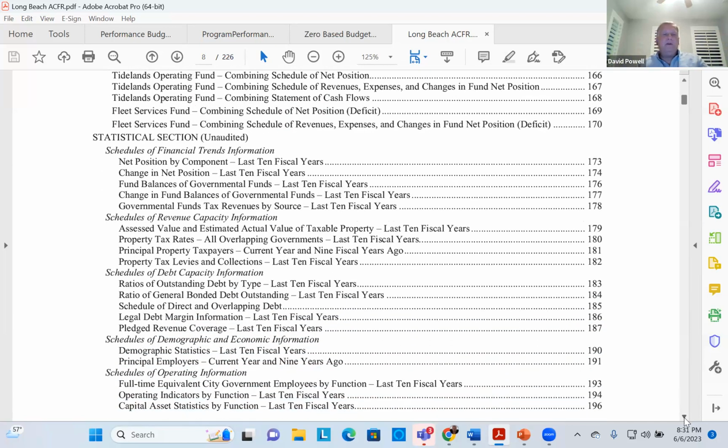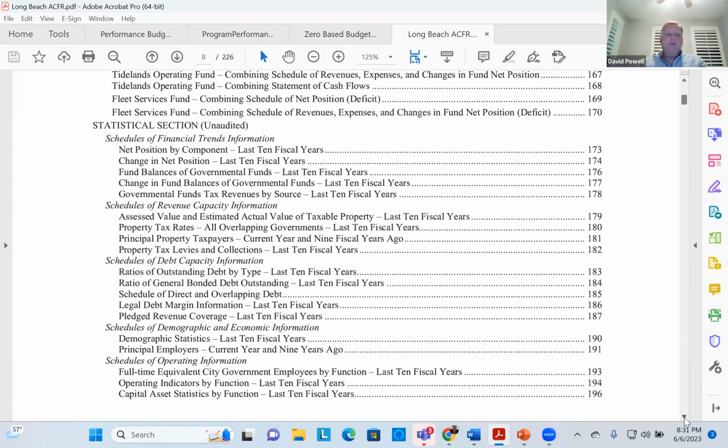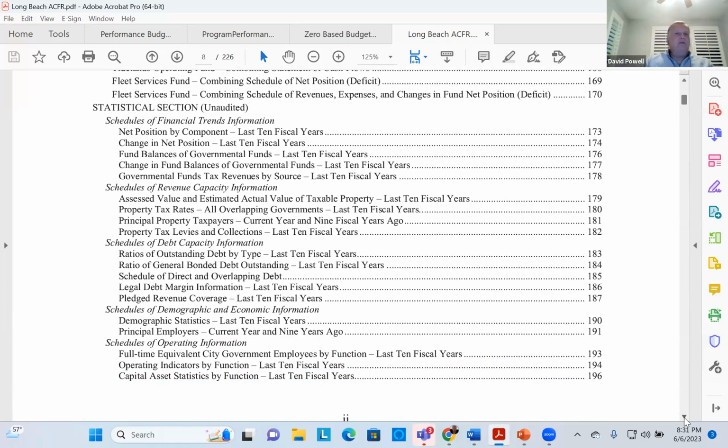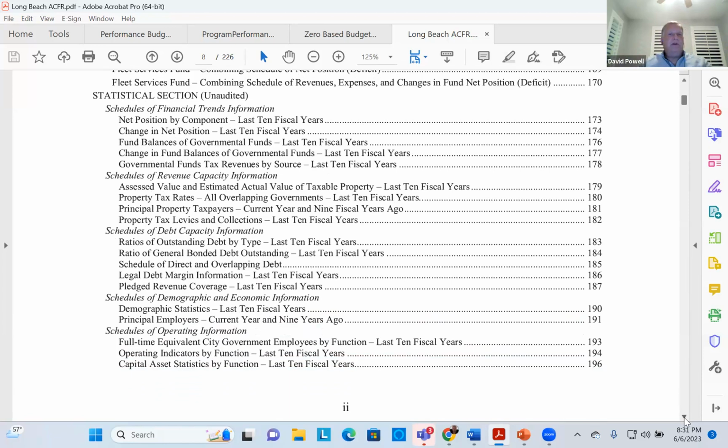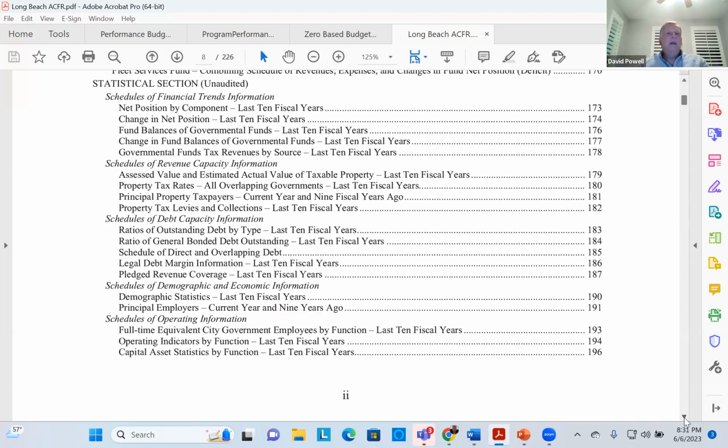Then you have the statistical section that I said, do not overlook the statistical section, because this gives you all your trend data. So financial trends information, net position over the last 10 fiscal years, change in net position in terms of balances of revenues, expenditures, and assets and liabilities. Your fund balances for governmental funds over your last 10 years. So you can see how those fund balances have changed. Have they gone down? Have they gone up over the last 10 years? And the fund balance is the amount of money left in that fund at the conclusion of that fiscal year.